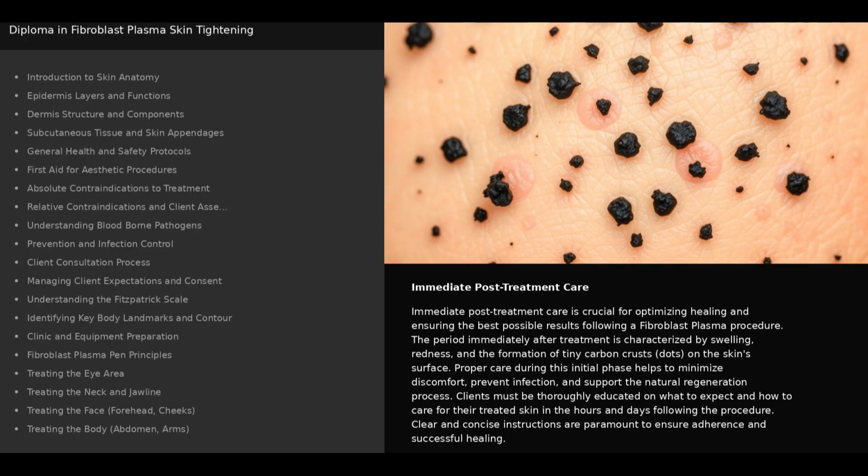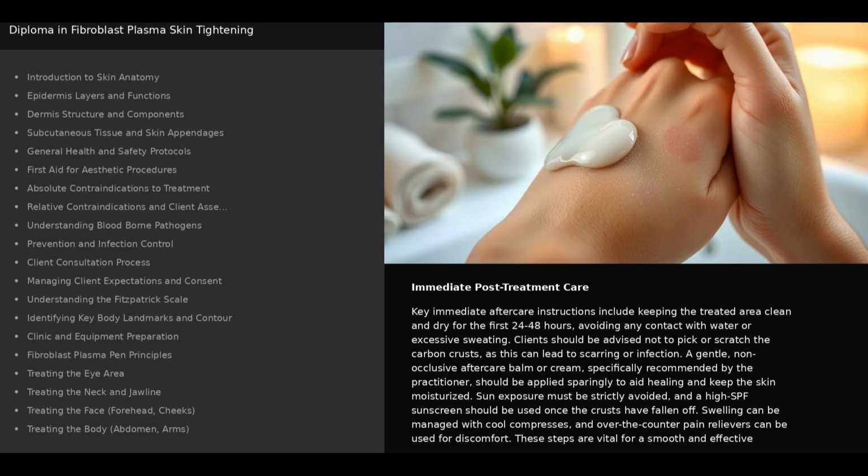Clear and concise instructions are paramount to ensure adherence and successful healing. Key immediate aftercare instructions include keeping the treated area clean and dry for the first 24 to 48 hours, avoiding any contact with water or excessive sweating. Clients should be advised not to pick or scratch the carbon crusts, as this can lead to scarring or infection.